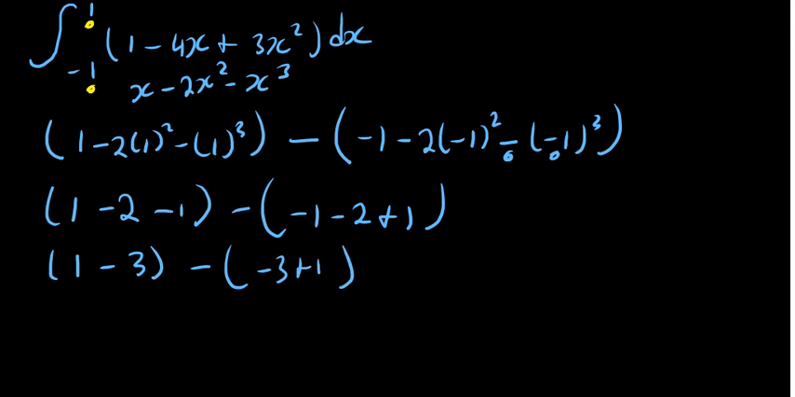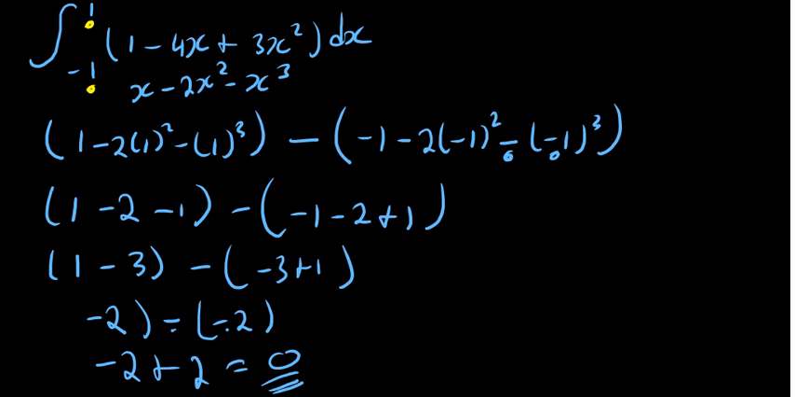So we have minus 2, minus minus 2. You can multiply these and you are going to get a plus. So you have minus 2 plus 2, giving us 0. So that's our answer right there. We have evaluated.